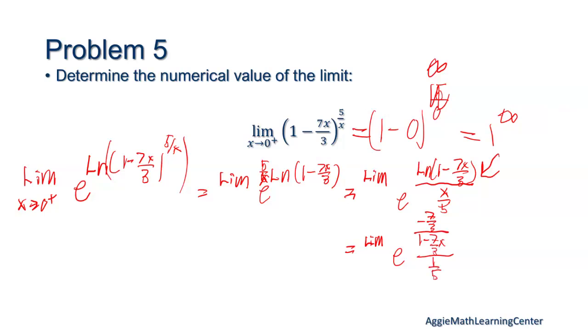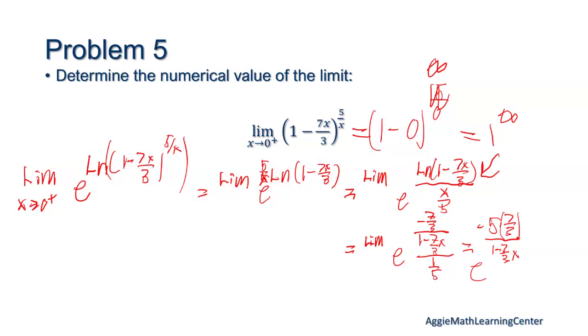That looks terrible, by the way. That's just going to be equal to, dividing by that, move the reciprocal, that's 5 out front, times a negative 7/3 over 1 minus 7/3 x, all to the power of e.